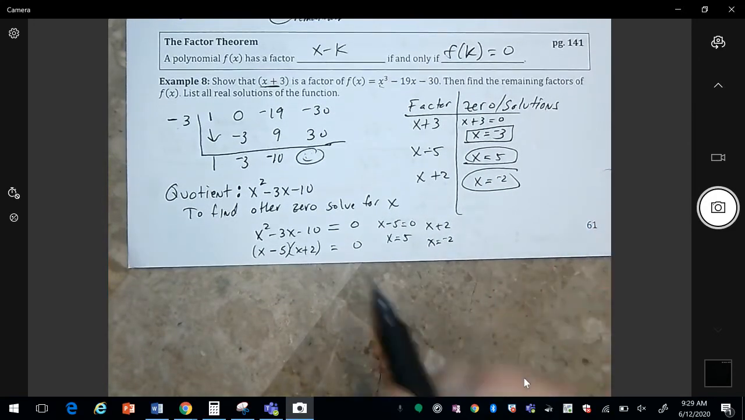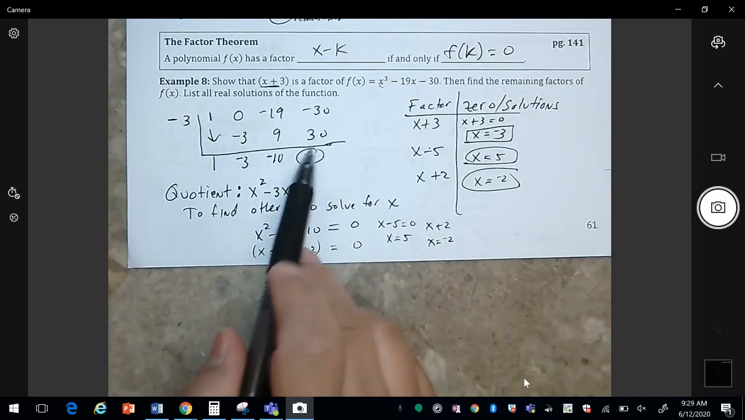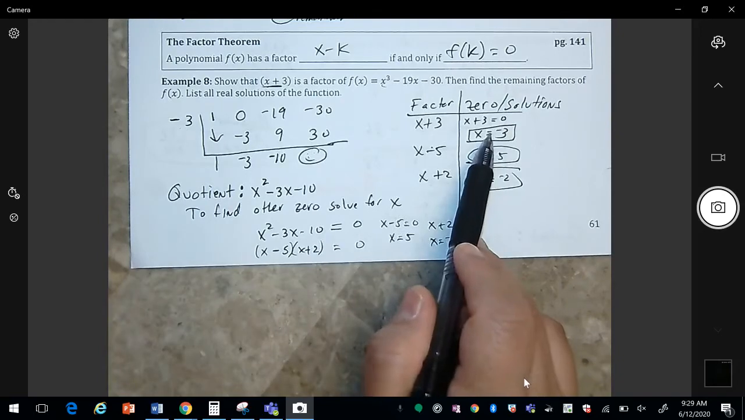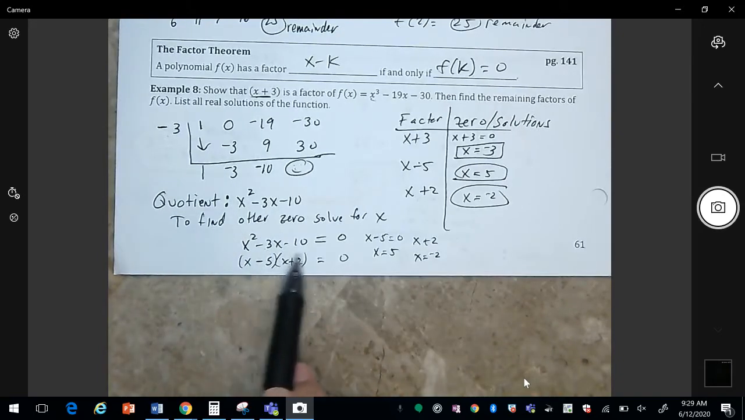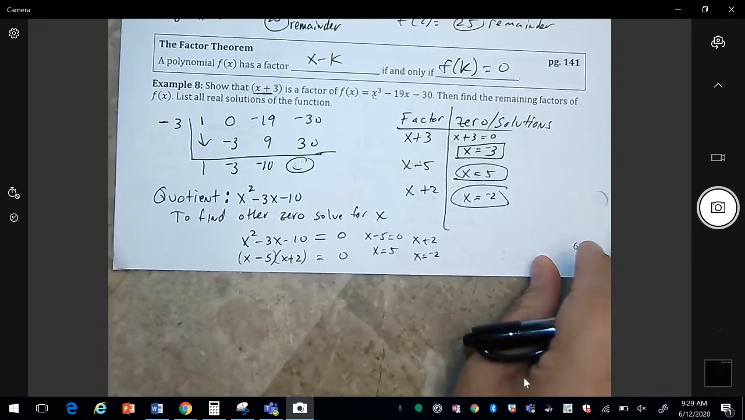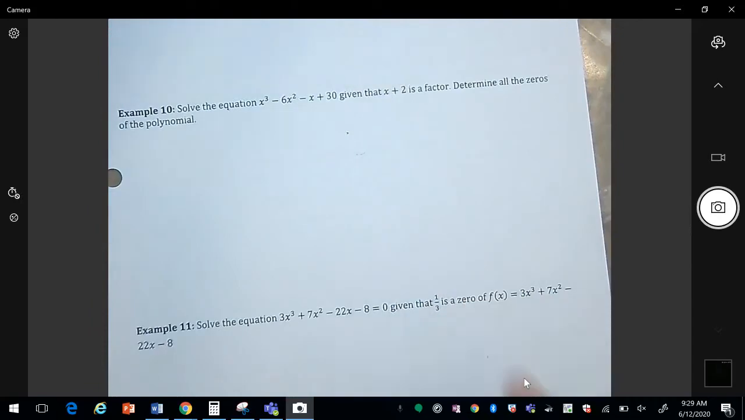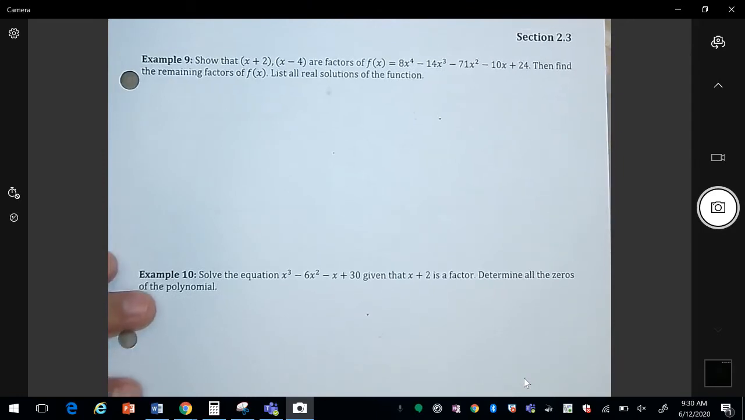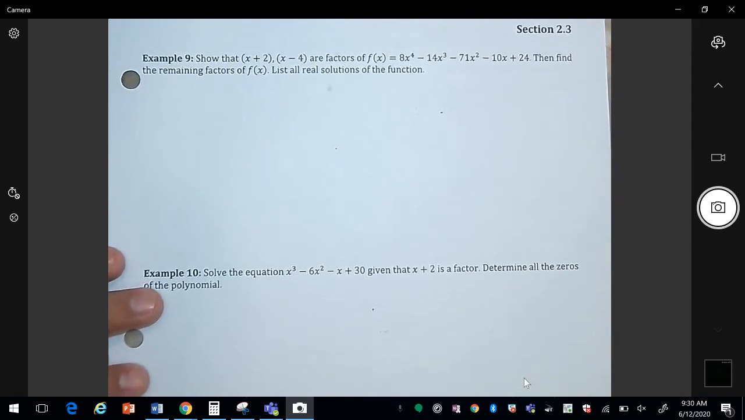Okay, so the idea is we use synthetic division. Once we have a 0 as a remainder, that tells me that this is a 0. Then I use the quotient and solve for x. If it's quadratic, then you can either factor or use the quadratic formula. Let's go to the next page. Show that x plus 2, x minus 4 are factors, then find the remaining factors.